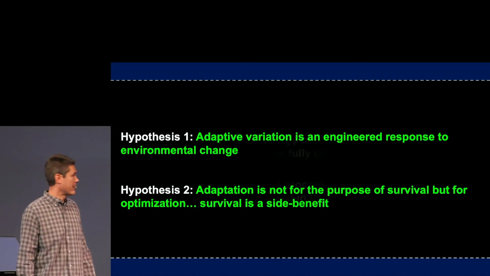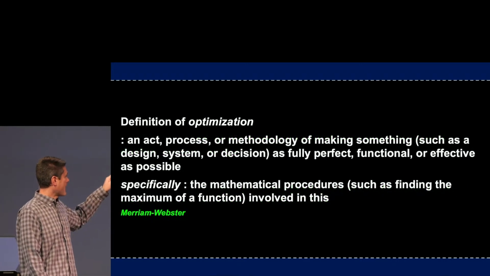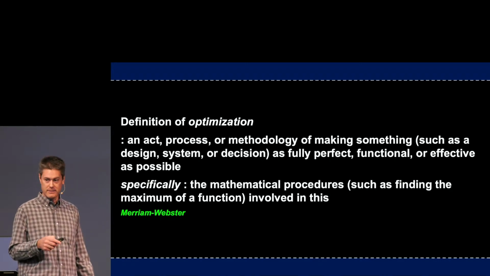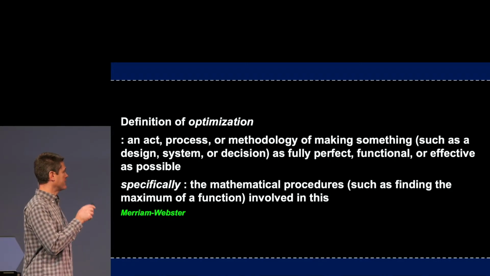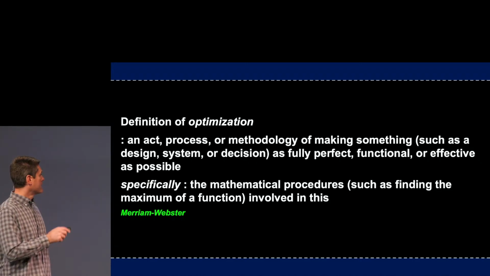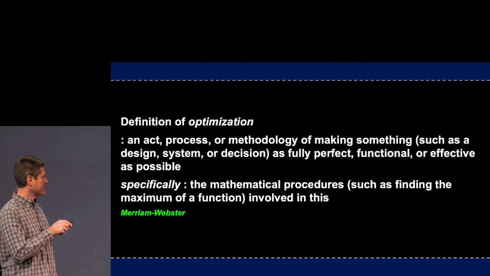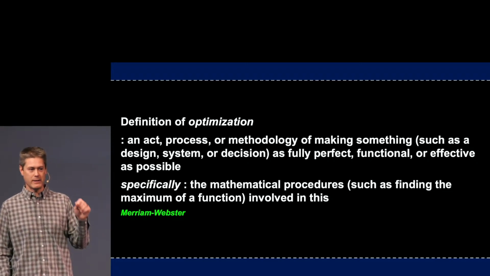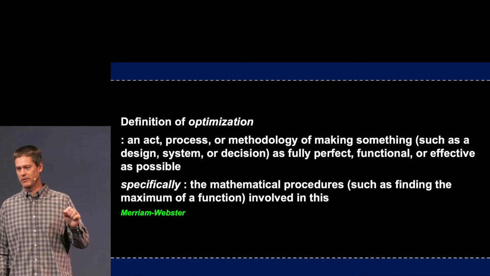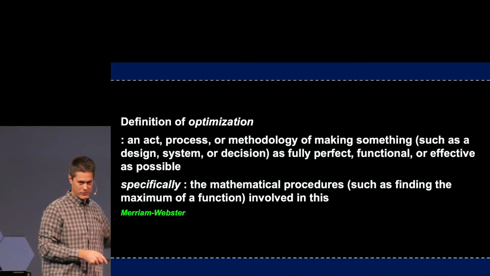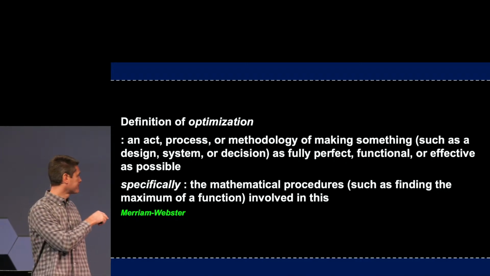Well, here's the definition for that. Optimization is an act, process, or methodology of making something, such as a design, system, or decision, as fully perfect, functional, or effective as possible. Specifically, the mathematical procedures, such as finding the maximum of a function, involved in this. Optimization is a mathematically precise design feature, okay? And keep in mind this finding the maximum of a function. We'll come back to that later as well.